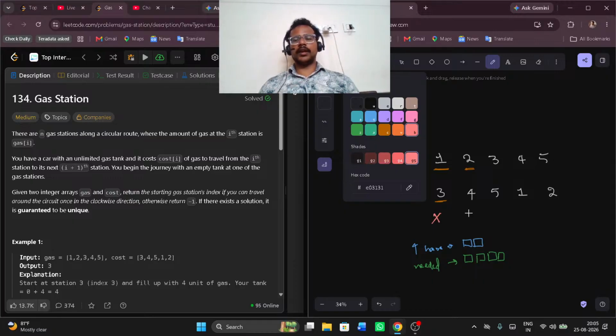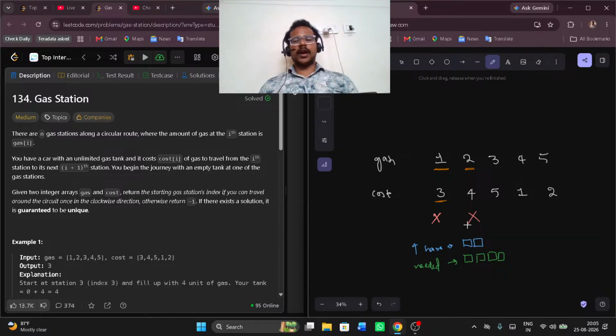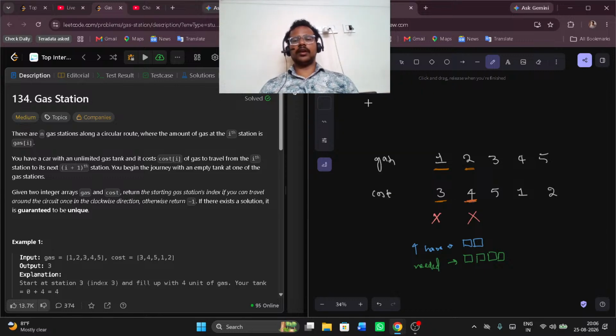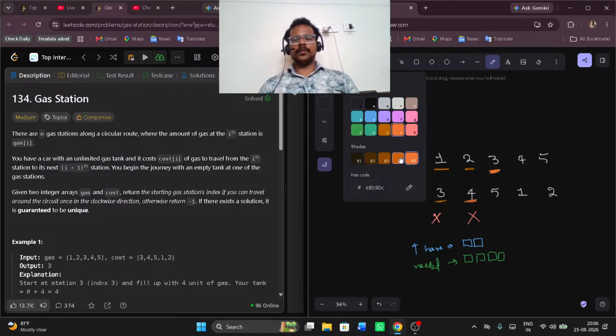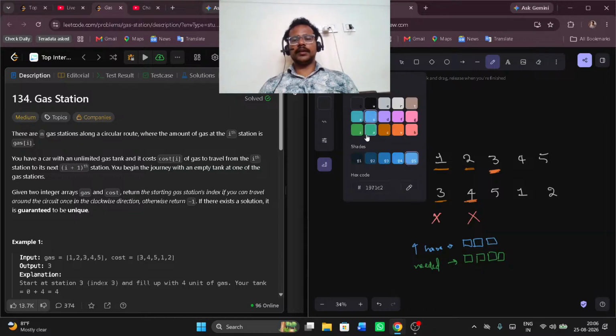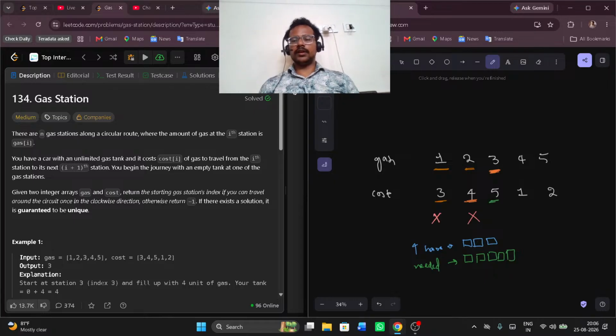So you cannot take here. Now I have three. I have 3 units of gas here. Now I can fill it. So I have 3 units of gas, and what I need is 5, if you see here. So I cannot move to the next station from here, so I cannot start from here.